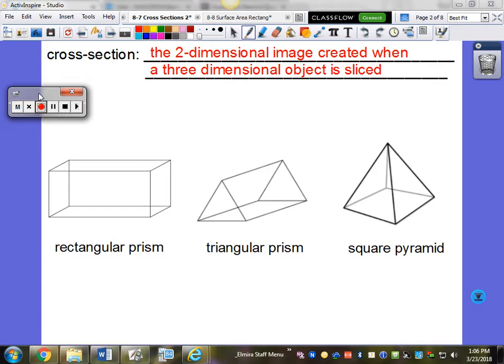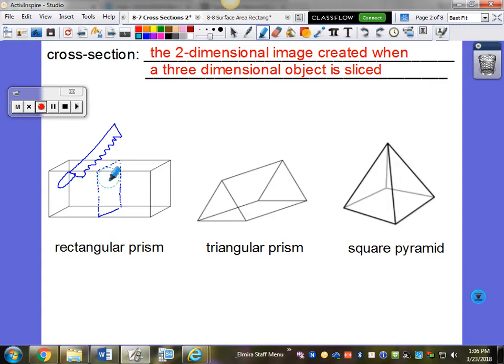A cross section is a two-dimensional image that is created when a three-dimensional object is sliced. So imagine if I took a saw, and I had a line marked out and I was just going to saw through this shape in this way. What we're going to be asking you is, what is the shape that you would see if you opened this up and looked at it on the end after cutting? What would that look like?